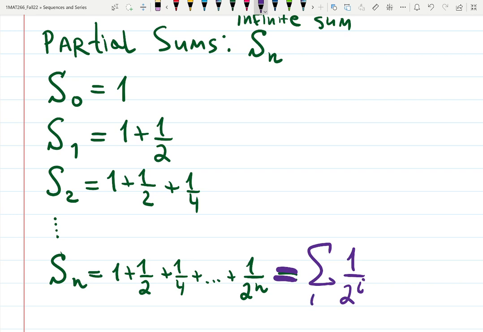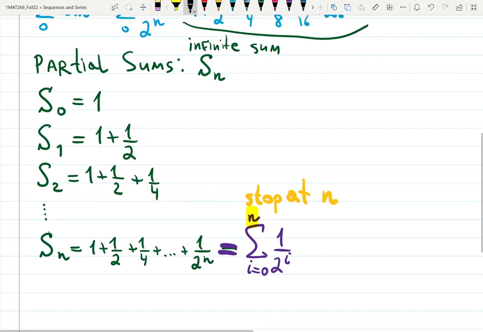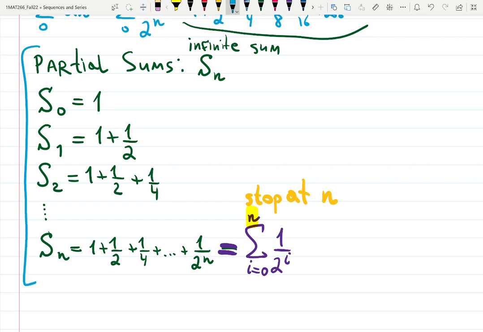But that's just life. i is from 0, and now we stopped at n. So let me put it in highlighter. You see the difference? Now it's a stop moment. So we stop at n. We stopped at the n-th term. So those are partial sums, very interesting. Make a note like so: partial sums.